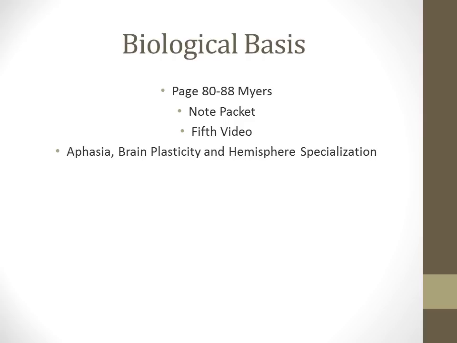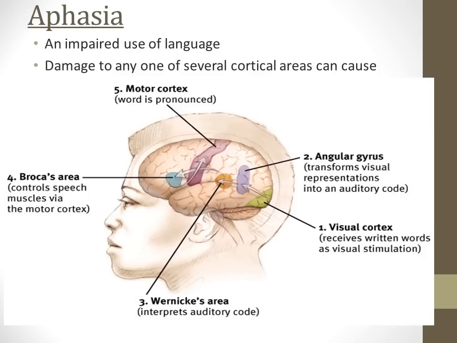So now that we have the parts down from the last series of videos, let's talk about some specialized areas that control certain behavior. First thing I want to talk about is aphasia. Aphasia is when there's an impairment of your language, and there are several areas that are crucial for language development in your brain. Damage to any one of these several cortical areas can cause problems with language.